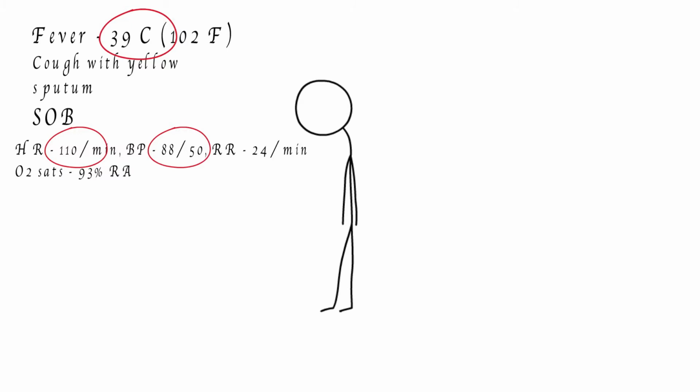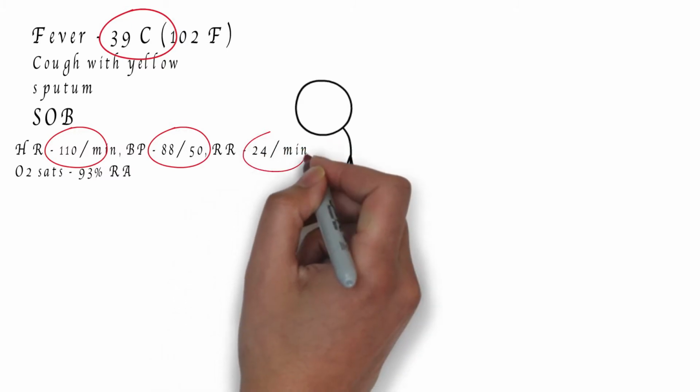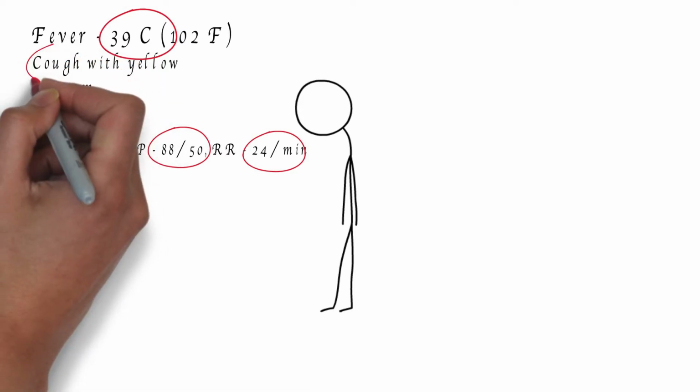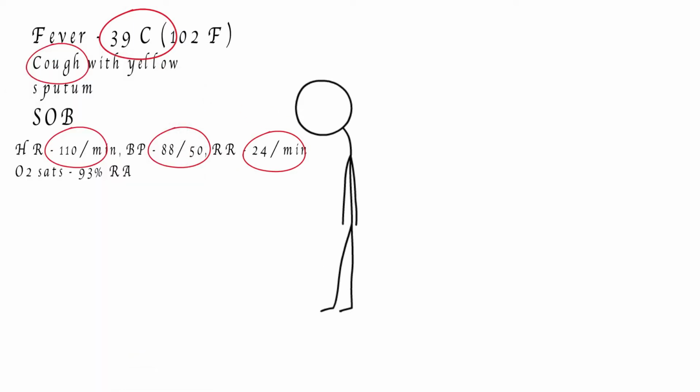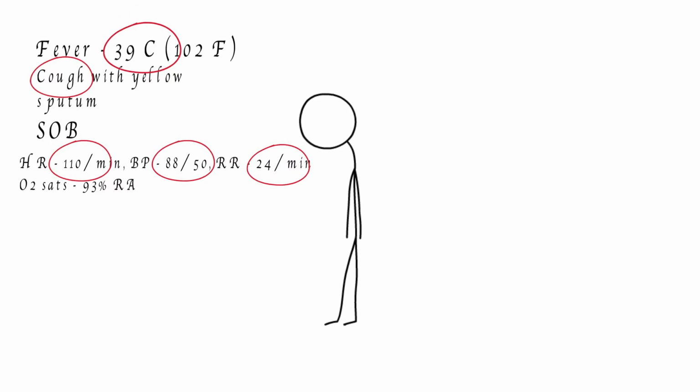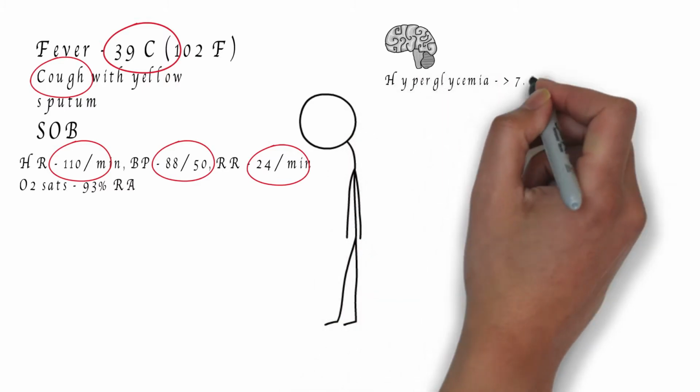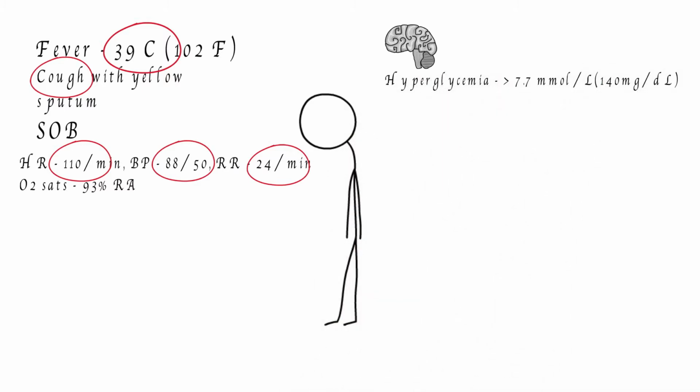hypotension, which is SBP less than 90 or mean arterial pressure less than 70 millimeter of mercury, tachypnea, and documented or suspicion of infection. Other general variables to consider are altered mental status and hyperglycemia with the given values on the screen.